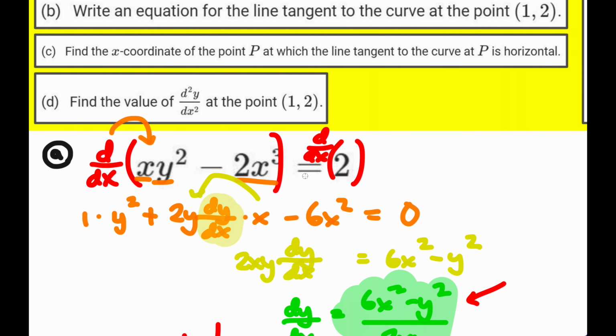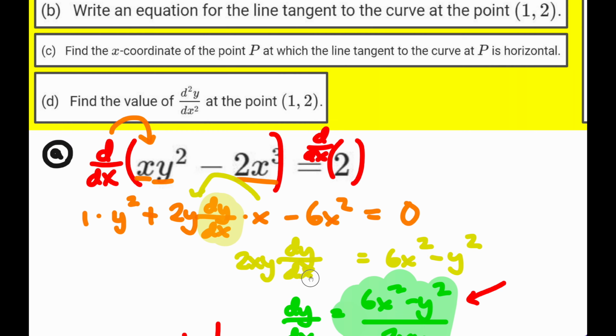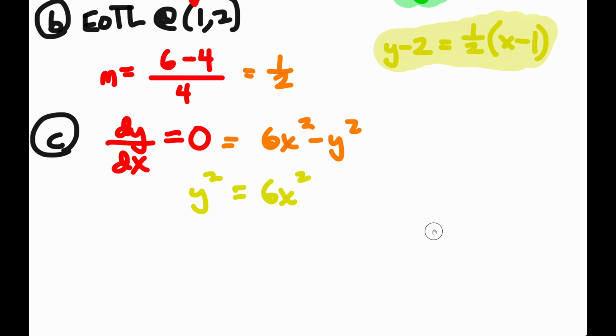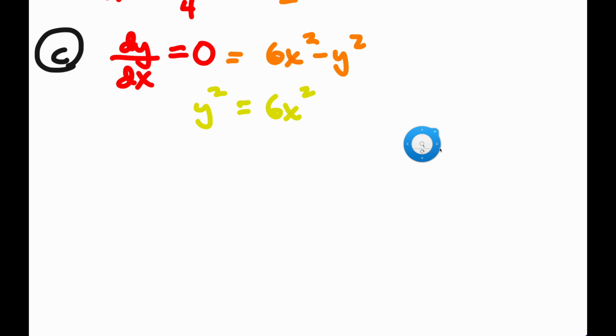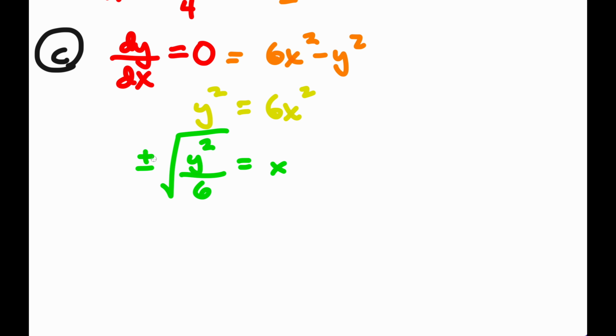What's the x-coordinate in which the line tangent is horizontal? So what we need to do is actually use the original equation to figure out what's going on, what's the x-coordinate for this. So what I'm going to do here first is solve for x. So y squared over 6, and then we're doing the square root of it. So I divided both sides by 6. I did the square root of it. Make sure you do plus or minus on that.